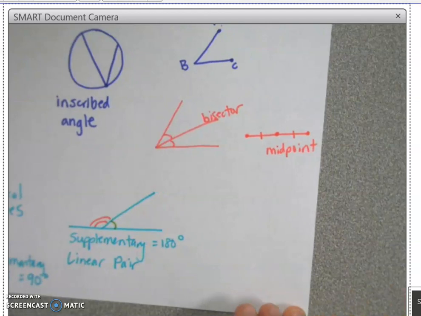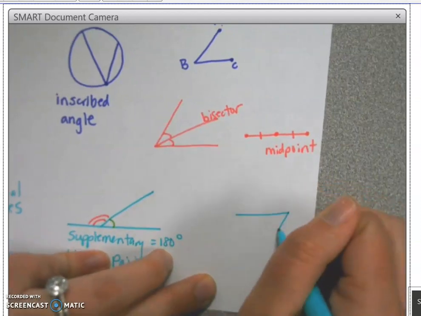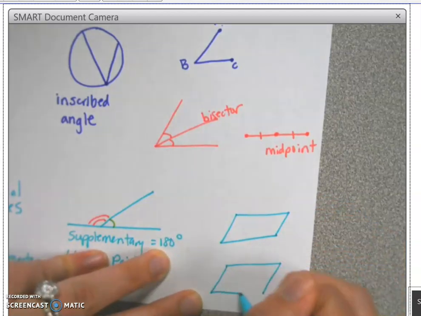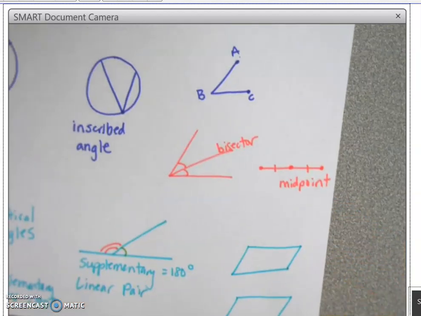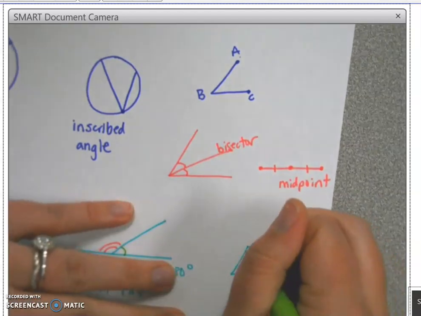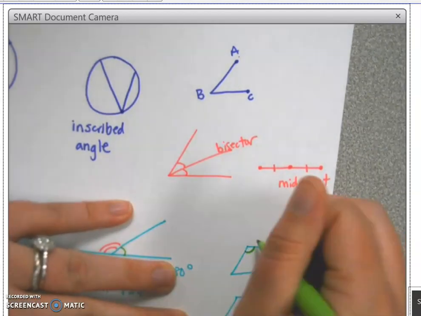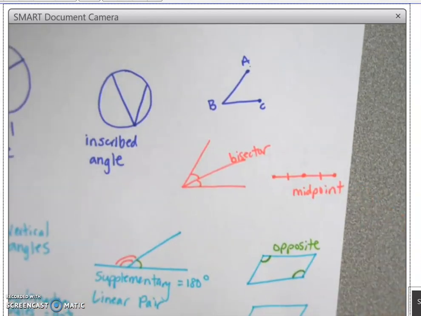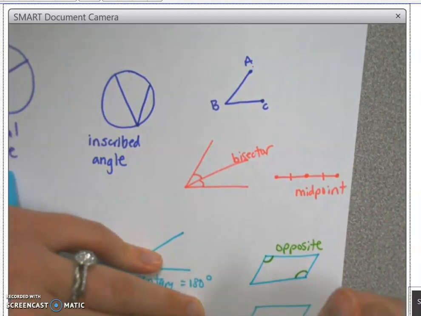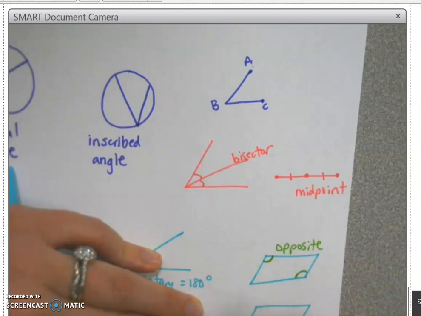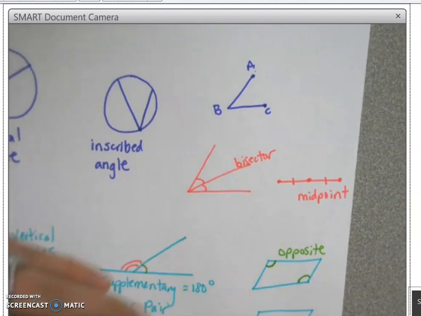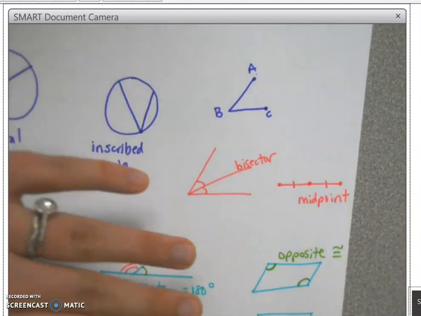And then our last ones are on parallelograms typically. Oops, that was a really poor drawing of a parallelogram. That one's better. So if I have angles like this, these are opposite. And if I have angles that are beside each other, like this, these are adjacent. Adjacent angles equal 180 in a parallelogram, and opposite angles are congruent in a parallelogram.